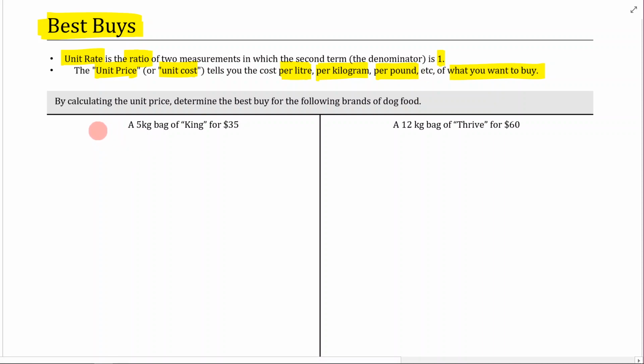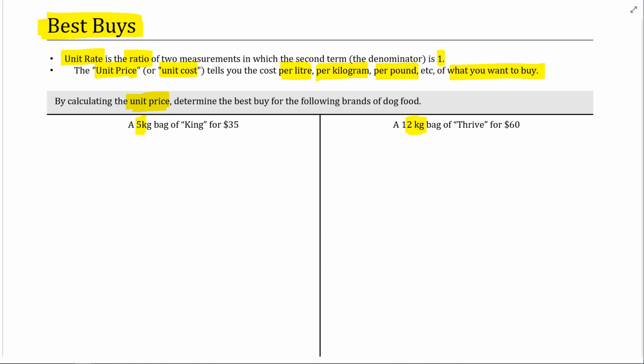So now we come to this question here, which says, by calculating the unit price, determine the best buy for the following brands of dog food. So I have a 5 kilo bag of King for $35 and a 12 kilo bag of Thrive for $60. And we want to figure out which of these is the cheaper price. Now, at the moment, it's hard to do that because this is 5 kilos and this is 12 kilos. So it's hard to determine which one is cheaper. But if we find the unit price, that is the unit per kilogram, so per 1 kilogram, that's really going to help us compare. So how are we going to do that?